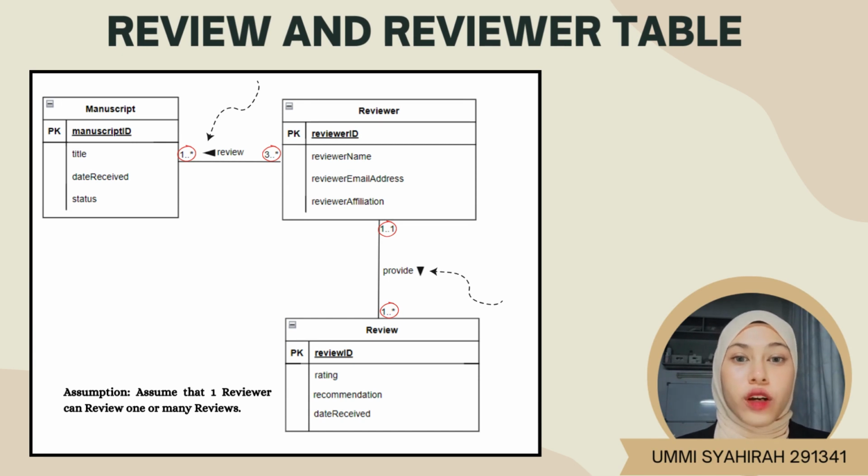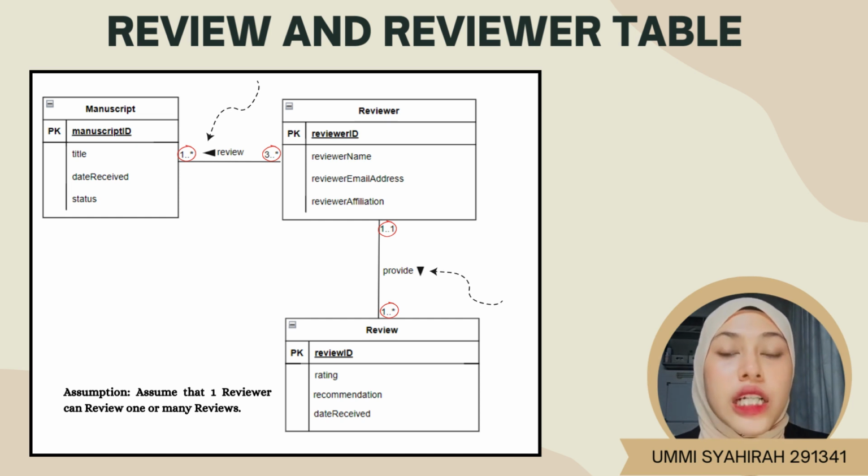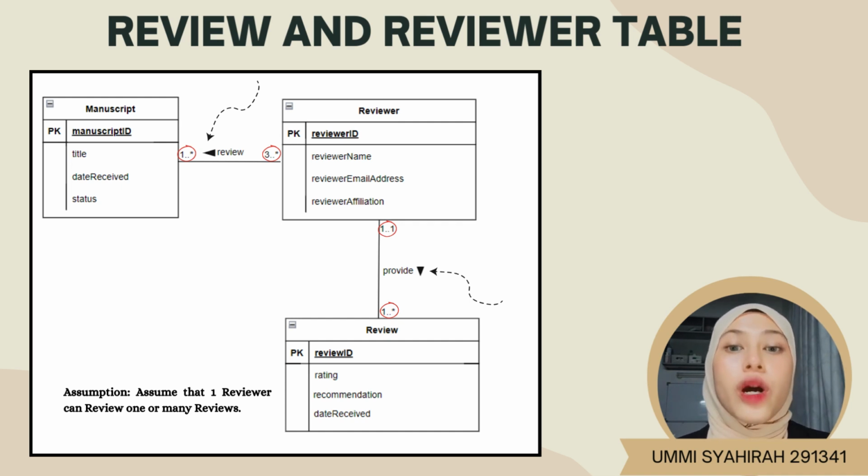So today I'm gonna walk you through a simple relational database model. So, as you can see, the first table is the reviewer table. This table captures information about individual reviewing a manuscript. The primary key for this table is reviewer ID.